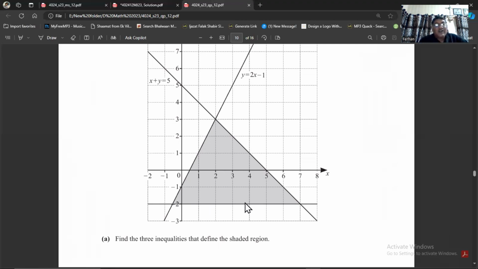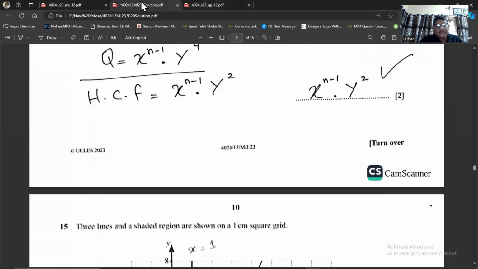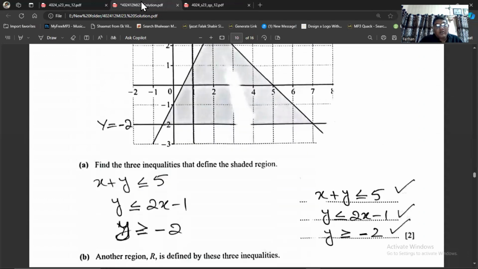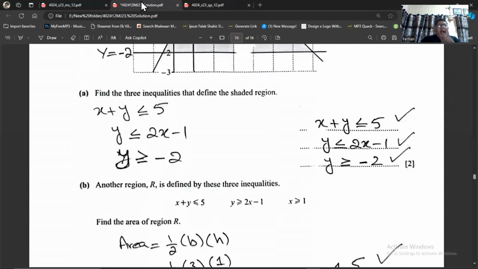And this line is y equals minus 2. Because the shaded area is above this line, the crocodile's mouth should be towards the y, so it will be y greater than minus 2. So this is how I will do it. So you will have x plus y less than or equal to 5, y less than or equal to 2x minus 1, y greater than or equal to minus 2.